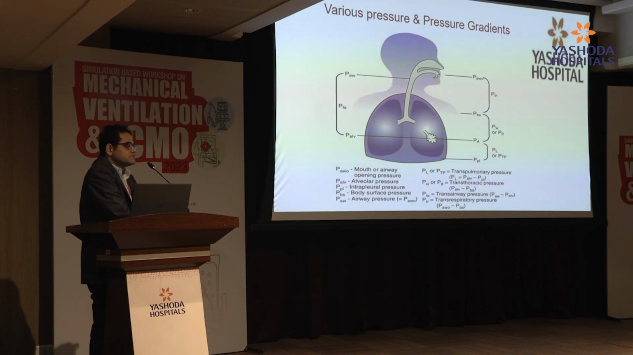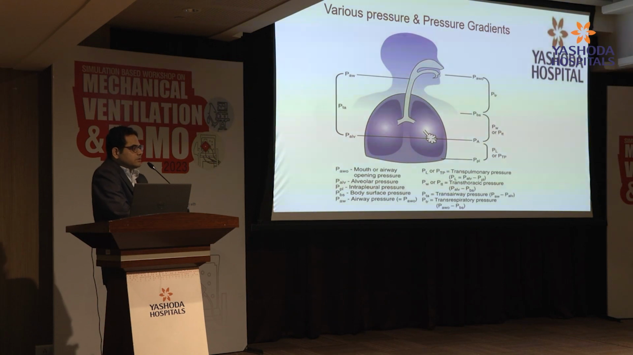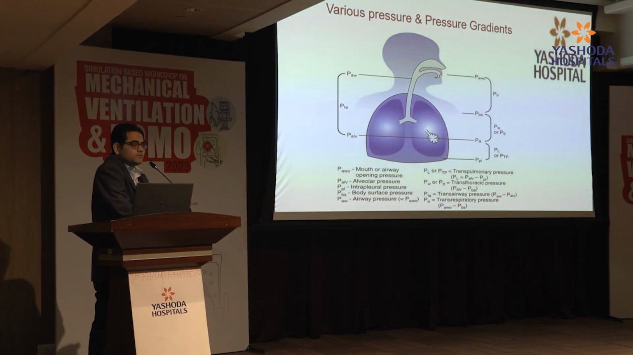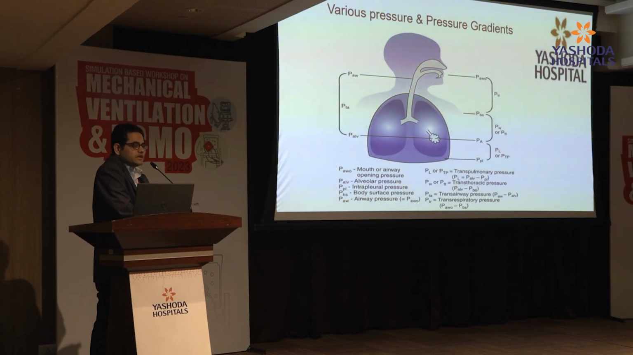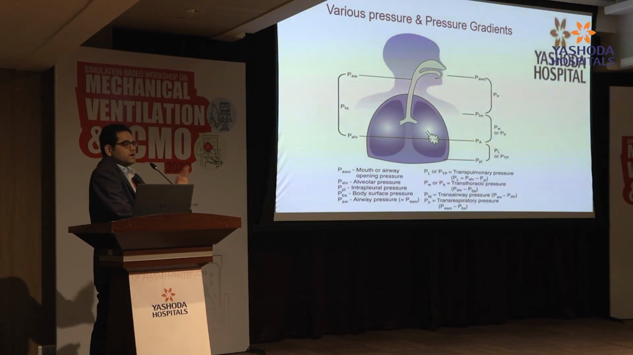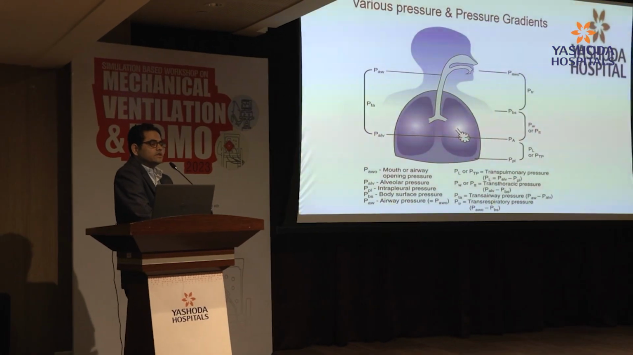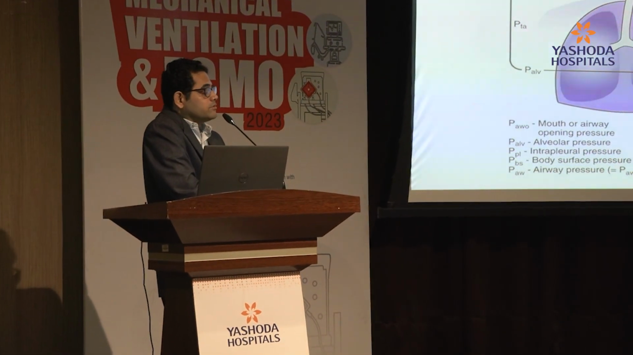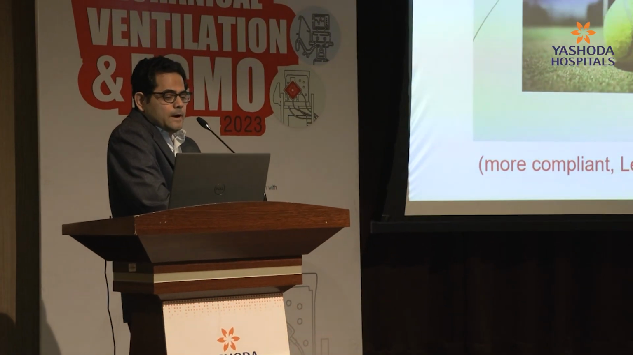Another important one is transpulmonary pressure. The transpulmonary pressure is the pressure difference between alveolar pressure and pleural pressure. It is called the alveolar distending pressure. More and more, when we are talking about ARDS or lung protective ventilation, transpulmonary pressure is more important.